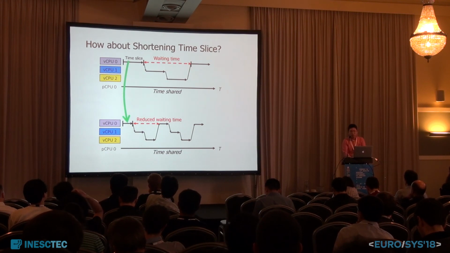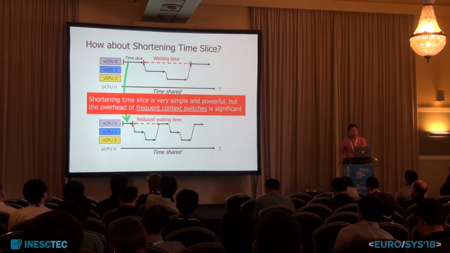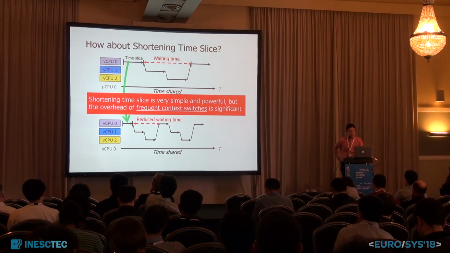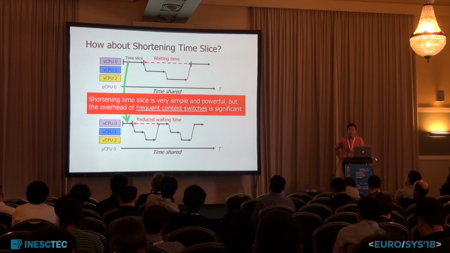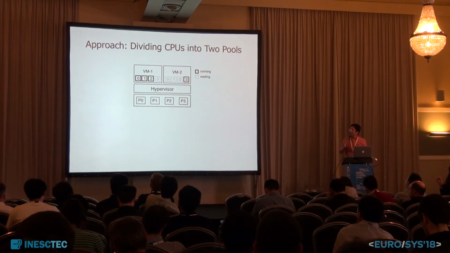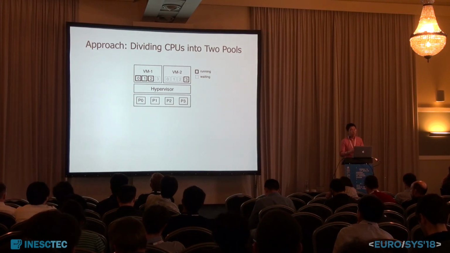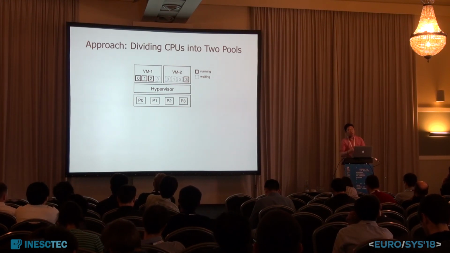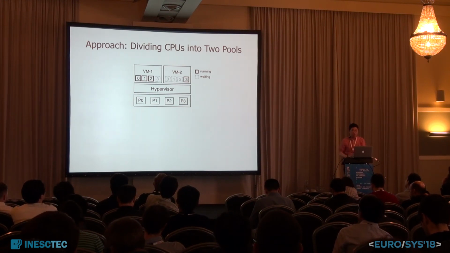However, sometimes it becomes problematic because it causes frequent context switches, which result in the pollution of architectural resources such as caches, TLBs, branch predictors, and so forth. So our main strategy is to achieve the advantages of a short time slice while minimizing the negative effect which comes from the frequent context switches.